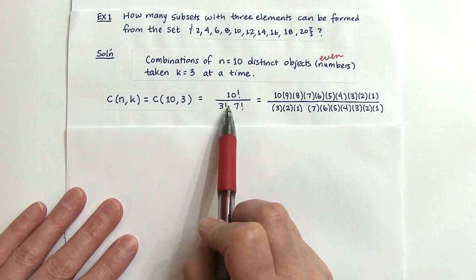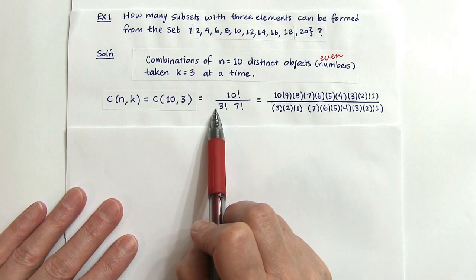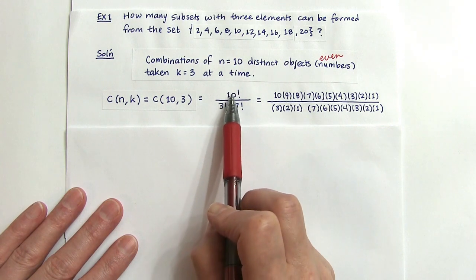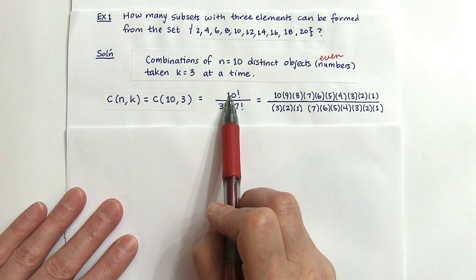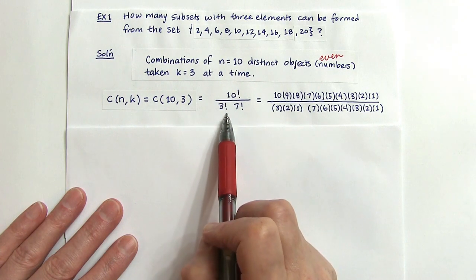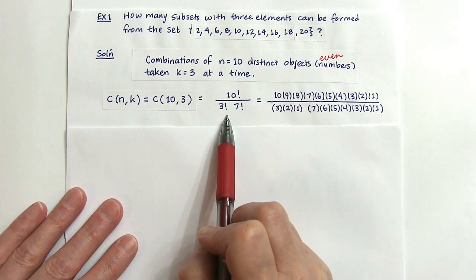and these two numbers that we take the factorial of in the denominator have to add up to the numerator, and 3 and 7 is 10. And that's the way this formula works. It always works that way. And now when we want to calculate this out, it's easy to calculate by hand.